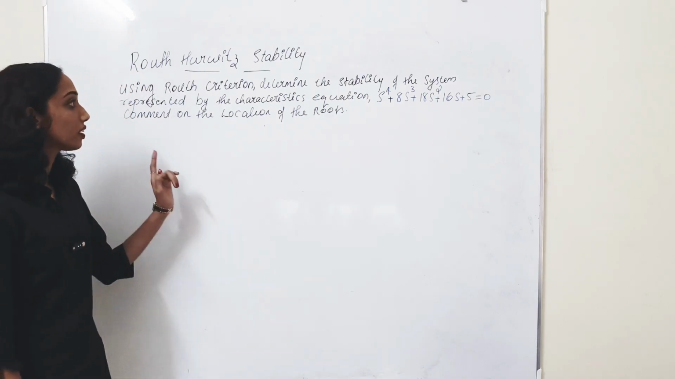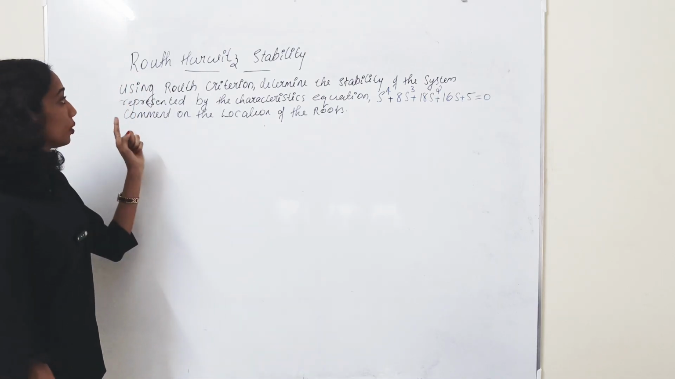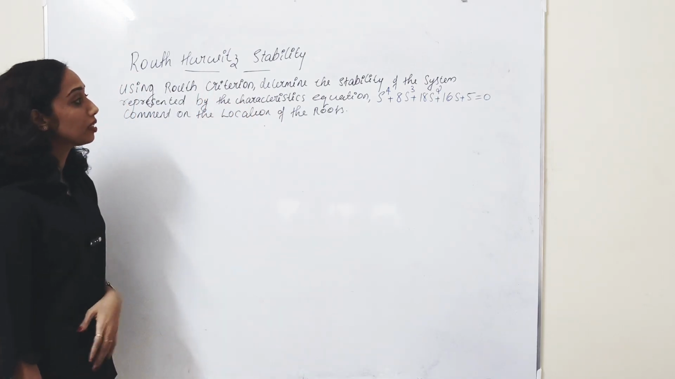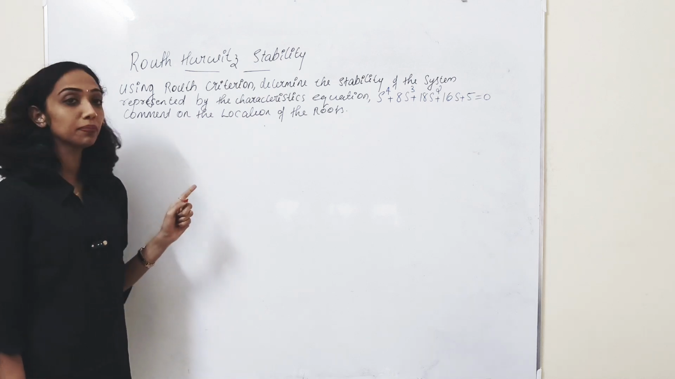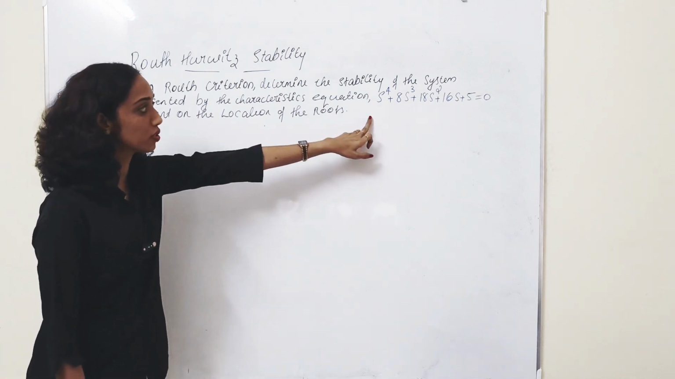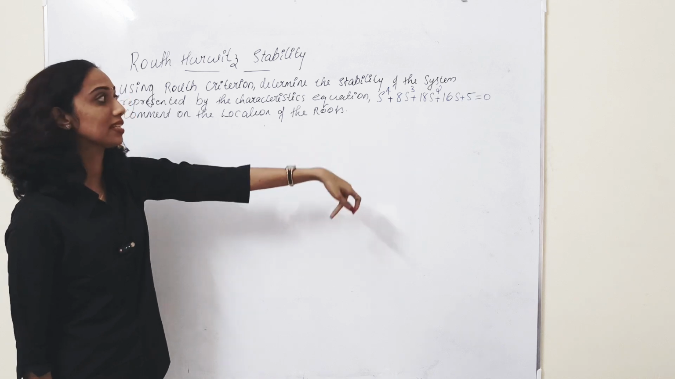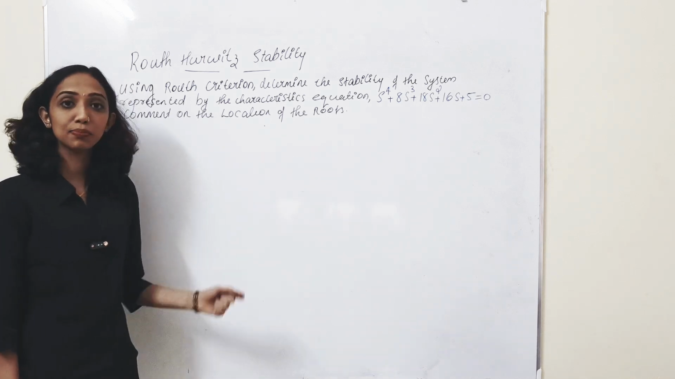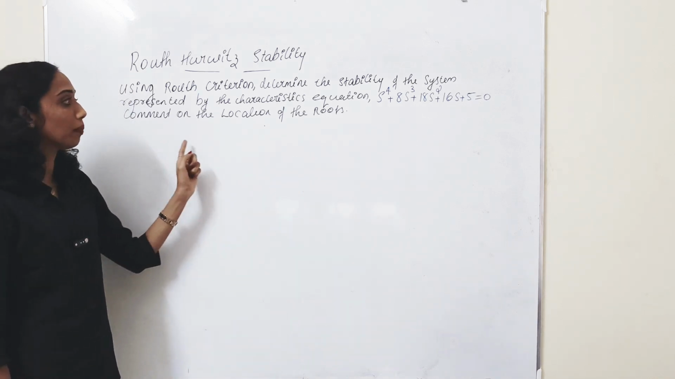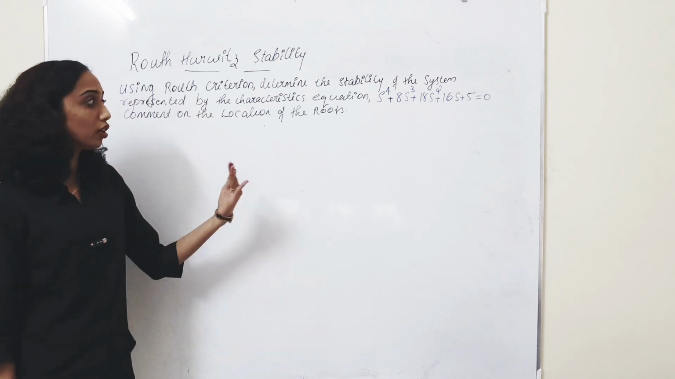Okay guys, here I write the question and I'll read it. Using Routh criterion, determine the stability of the system represented by the characteristics equation s raised to 4 plus 8 s cube plus 18 s square plus 16 s plus 5 is equal to 0. Comment on the location of the root.